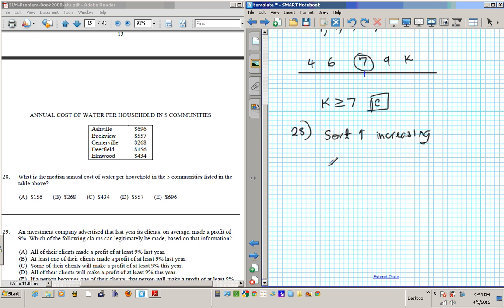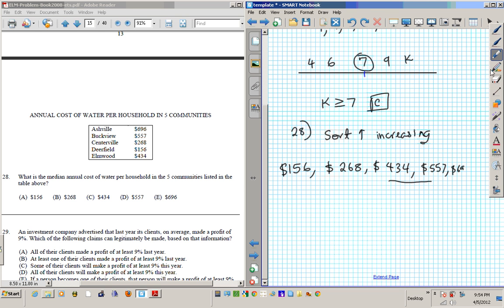We're going to have smallest one is 156. And then the next one is 268. And then the next one is 434. Next one is 557. And then the last one is 696. Okay? Oh, I'm running out of space. 696. Let me move this object to the right so I can insert this. Okay, just a little formatting here. 557, and then last one is 696. So which one is in the middle? Yeah, this one is right in the center. So that's the median.